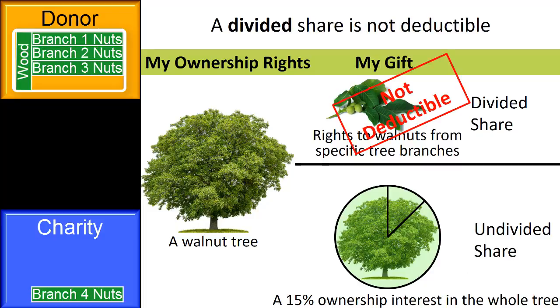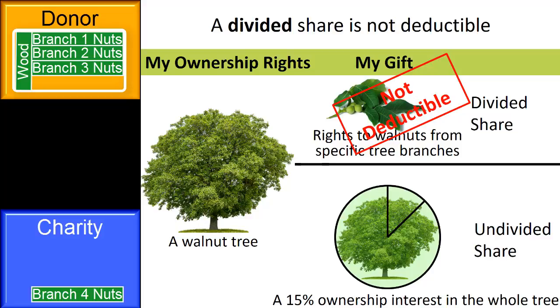A divided share gift is not deductible. Divided share gifts provide the opportunity for the donor to subsequently reduce the value of the charity's share relative to the donor's share. For example, the donor might designate that the charity receives all of the walnuts from a particular branch.